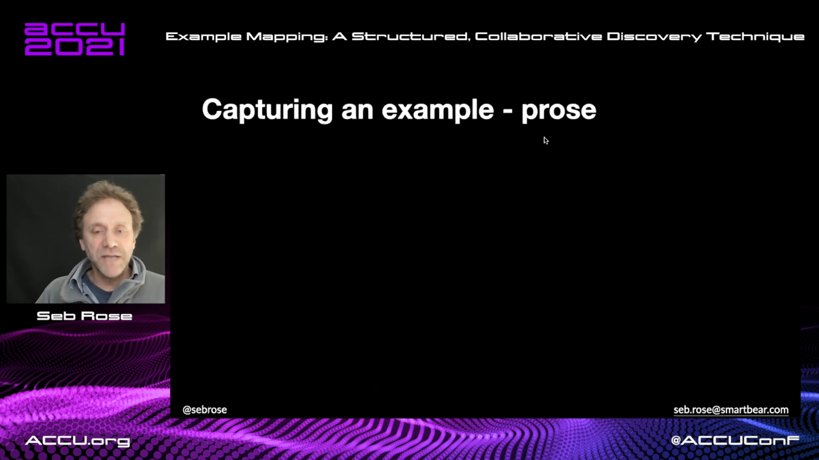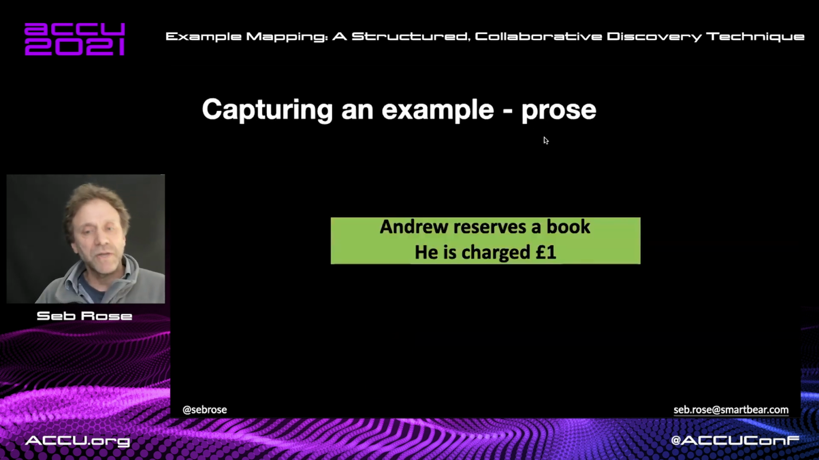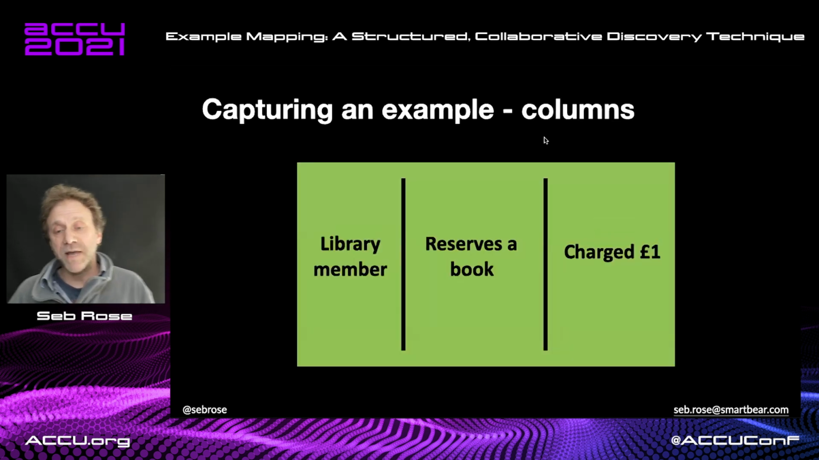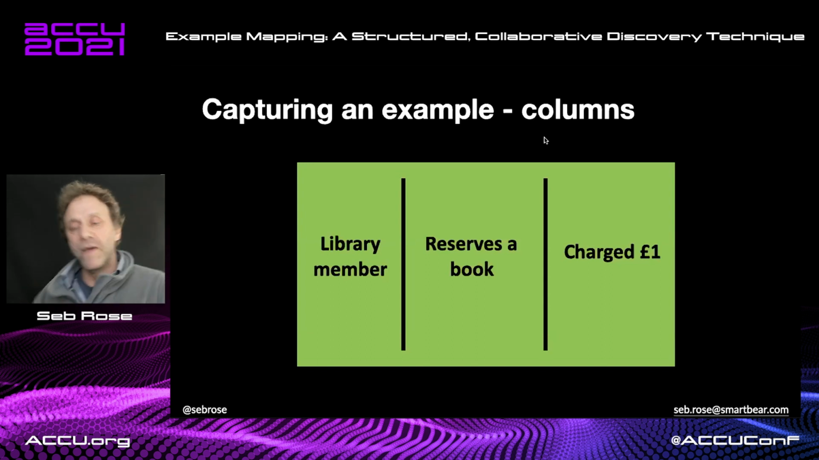There are a number of different ways that you can capture an example. We've already looked at the prose way of capturing an example, because it's a completely non-formal mechanism. You can capture it in any way that makes sense to the assembled people in the room. My preferred way is to take the example card and split it into 3 columns. Leftmost column for the context, middle column for the action, right-hand column for the expected or desired outcome. It works really well with 4x6 index cards, which is what this example mapping approach grew out of.